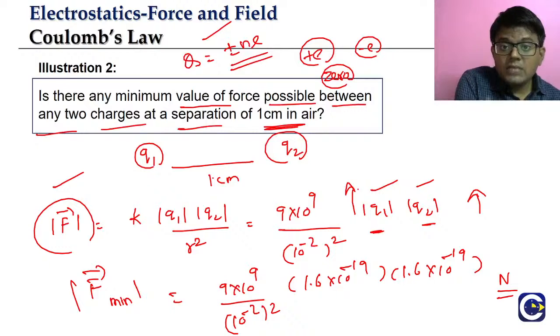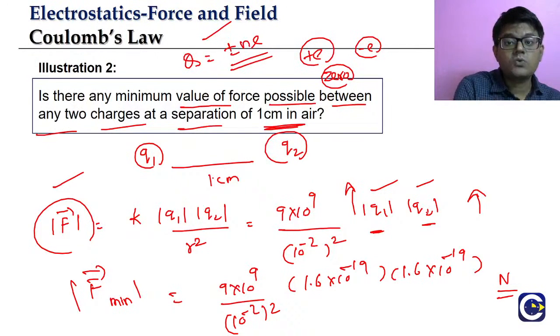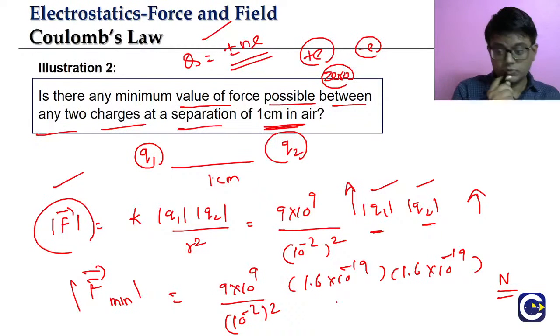So we will have the minimum force when the q1 value or q2 value are the minimum possible values. What is the minimum possible value? It will be equal to the basic charge, because charge will always be quantized. If we simplify the expression, we can get the value of that minimum possible force.